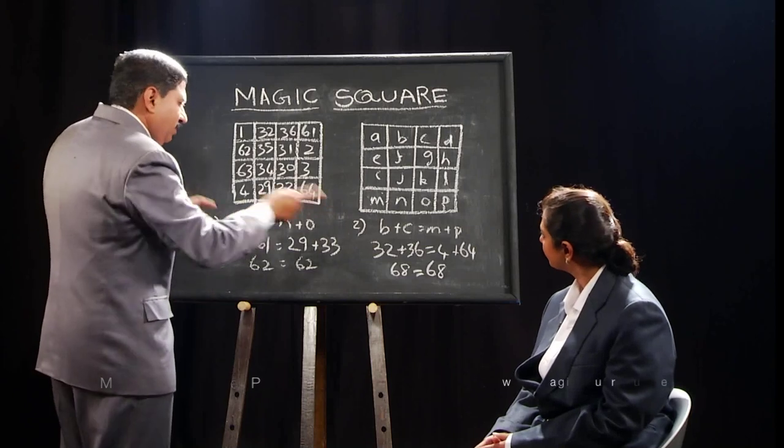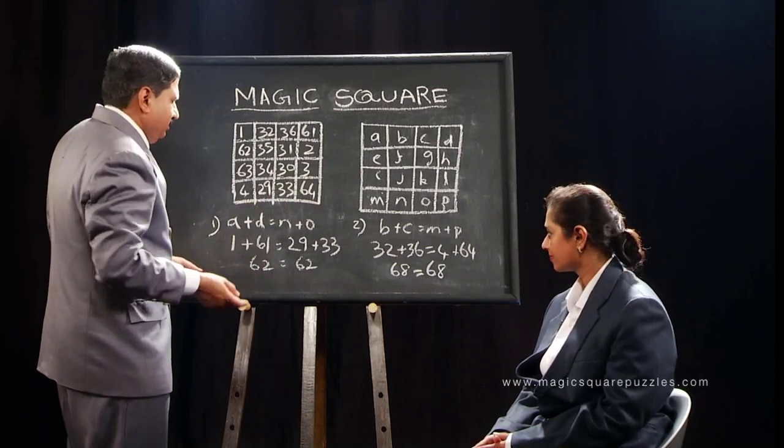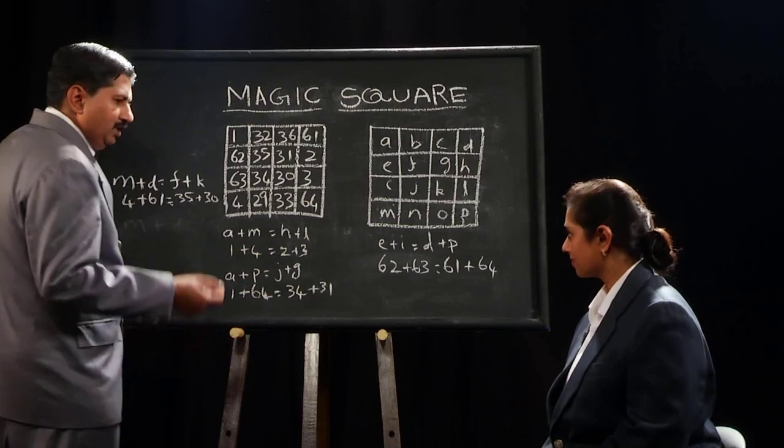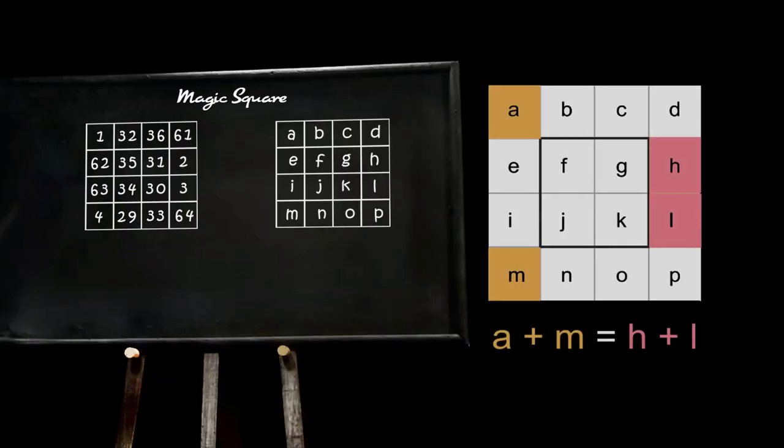Okay, these two are some of the rules discovered by Ramanujan. We will see some more rules also, again discovered by Ramanujan. Another rule is A plus M is equal to H plus L. 1 plus 4, 5 is equal to 2 plus 3, 5.